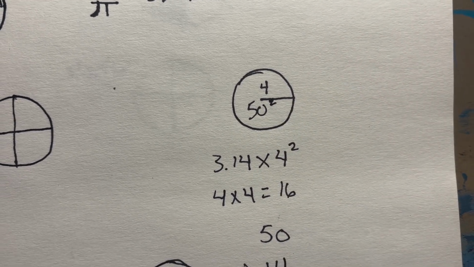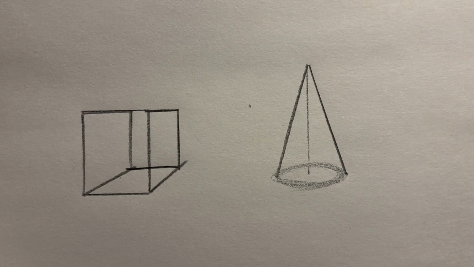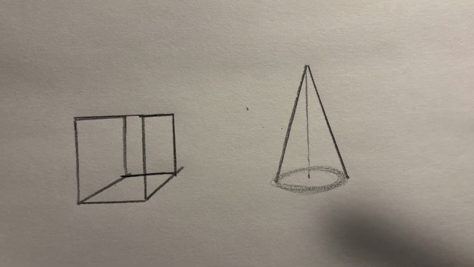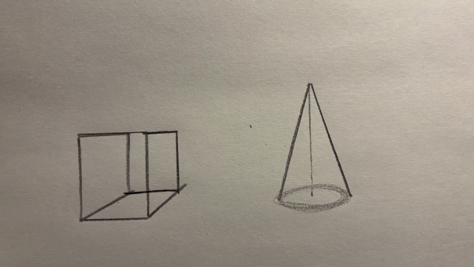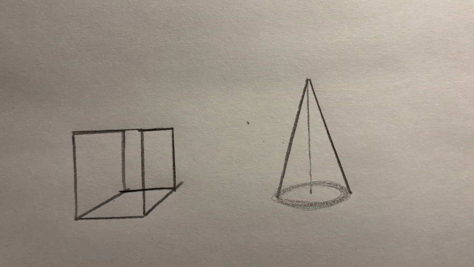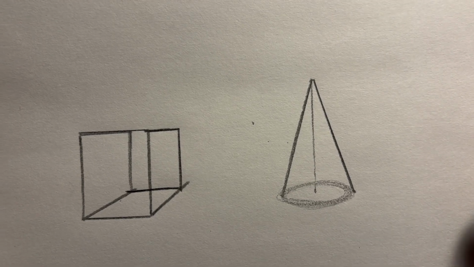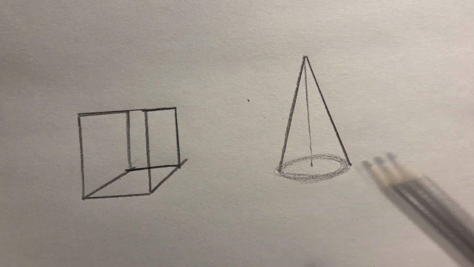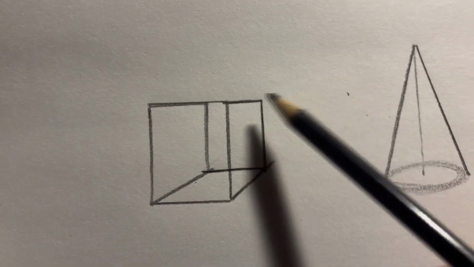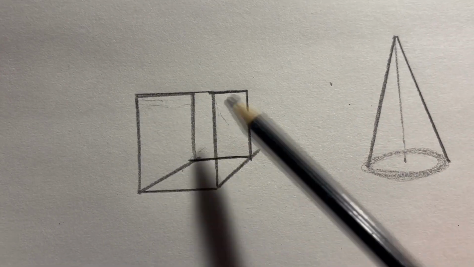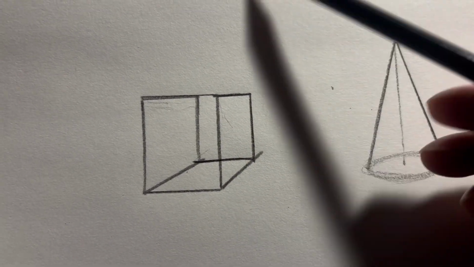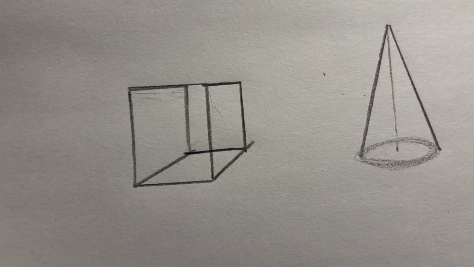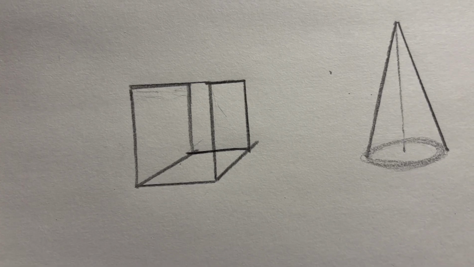Now we're going to be working on volume, which is similar to area. With area, we worked with 2-dimensional shapes, like a square, a circle, a triangle. However, with volume, you're measuring the amount of space in a 3-dimensional object, like this cube here, or a cone. Think of it as if this cube were glass and you were to fill it up with water. How much water would fill up this entire cube? That's volume: how much space this cube takes up.